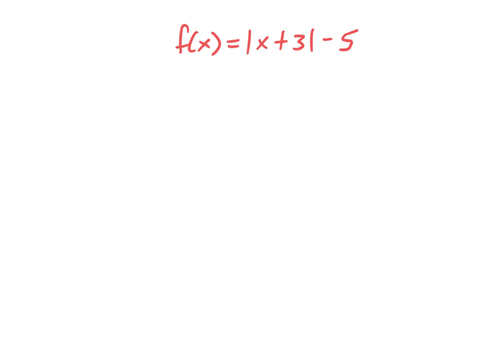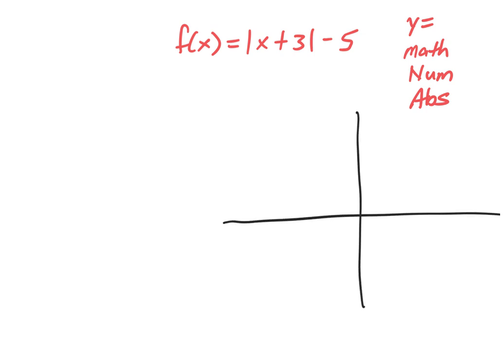Putting this into your calculator, especially for the TIs, you got to go math, num, and then ABS. Make sure you go to the y equals first. Okay. So you got to go y equals. I want to insert that absolute value symbol into my equation so that I can graph it. We're going to graph a sketch of this graph.